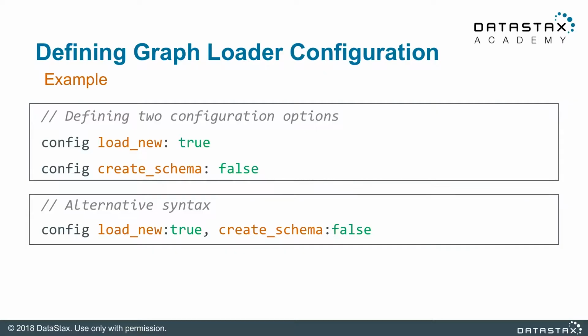Now that we know some of the important configurations for the DataStax Graph Loader, let's put them to good use. Here's how you would define configurations within your loading script. Notice the config declaration followed by the parameter and the value. You can also see an alternate syntax at the bottom using a comma to separate parameters on a single line.